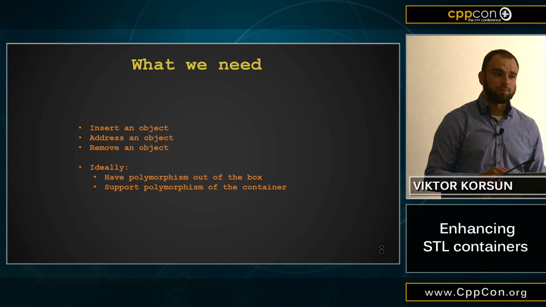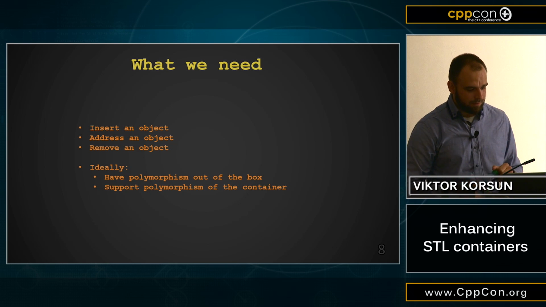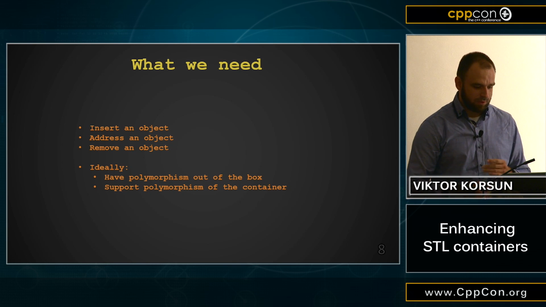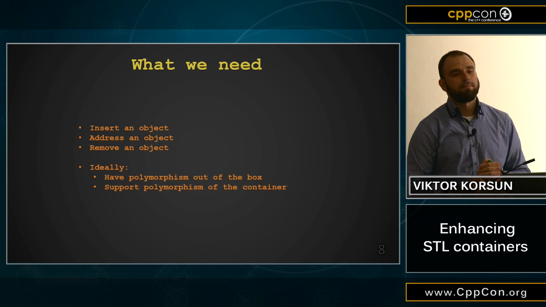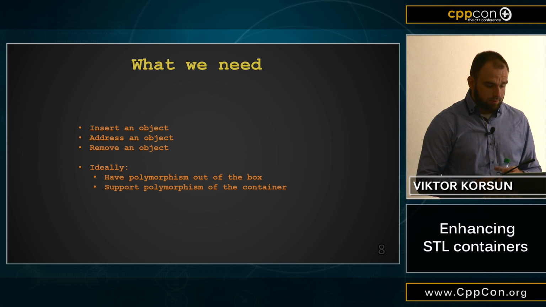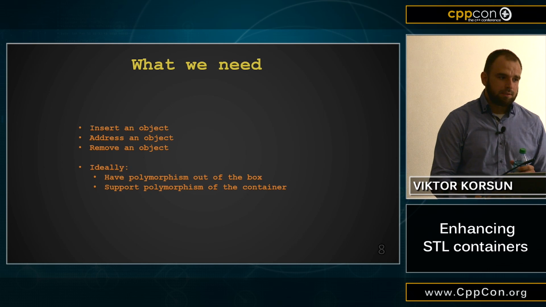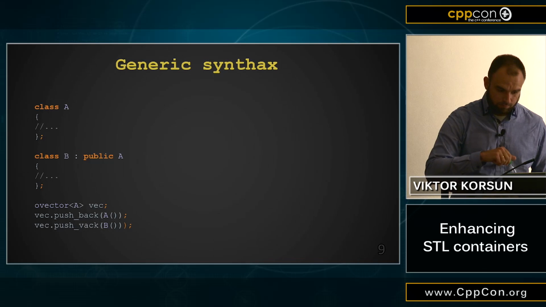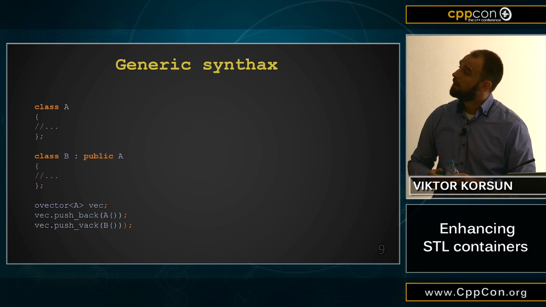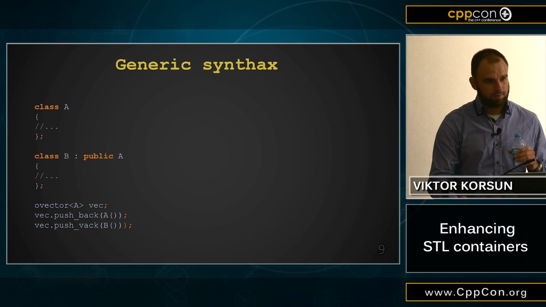So, as object-oriented developers, what do we need? We need just to insert an object into a container, to address it, to work with it, obviously to remove an object, and ideally we want polymorphism out of the box. I mean, not through smart pointers, not through double storing of something and addressing through raw pointers and whatever. That's why we want to support polymorphism out of the container. So, as I think, an ideal syntax, as for me, would be like that. We define class A, class B, create a parameterized container, and add these objects.